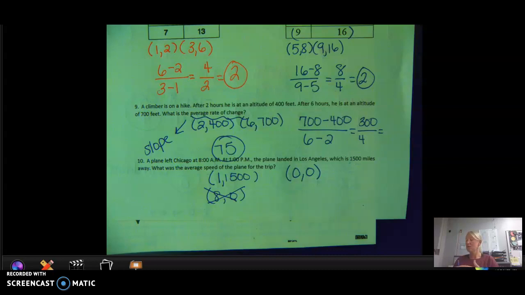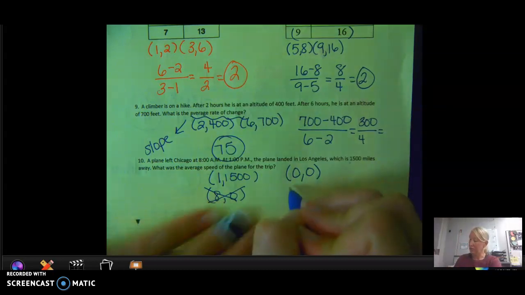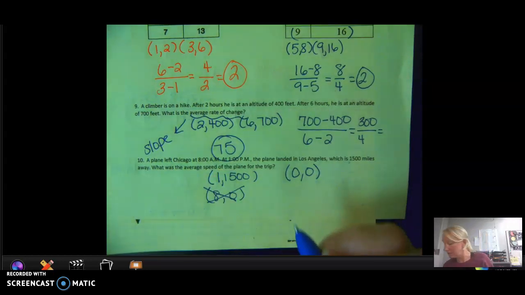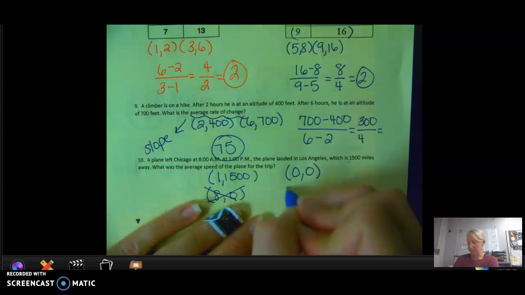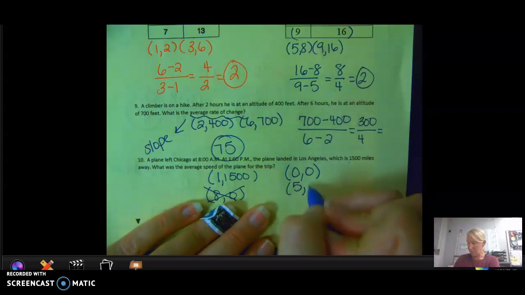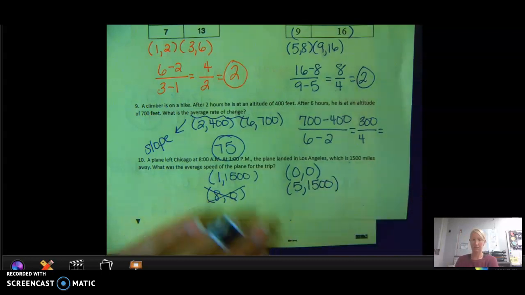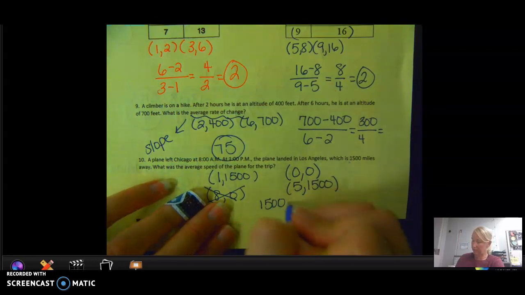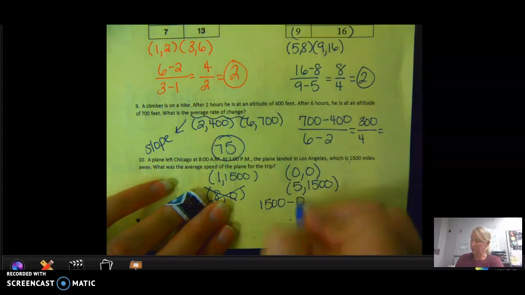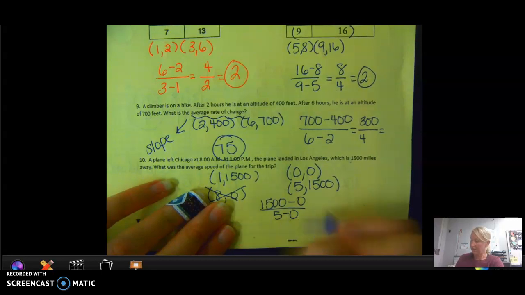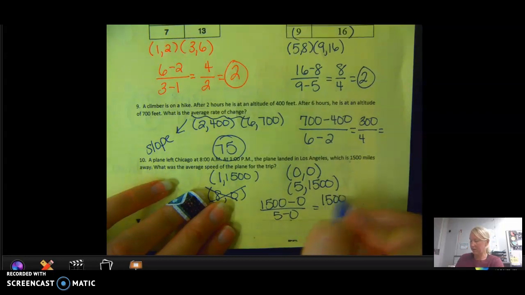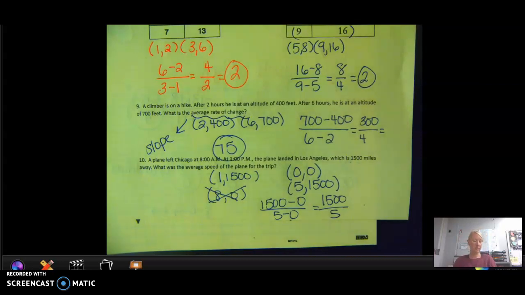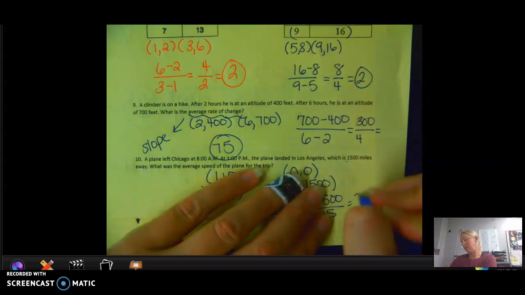You've gone 0. Then, at 1 p.m., well, how many hours later is that? So we have 8 to 9, 9 to 10, 10 to 11, 11 to 12, 12 to 1. So that's 5 hours later, I've gone 1,500 miles. Okay, this one's super tricky. Now I do y2, which is 1,500, minus y1, which is 0, over 5 minus 0, 1,500 over 5. 1,500 is divisible by 5, so if I take my calculator and divide that out, I get 300.